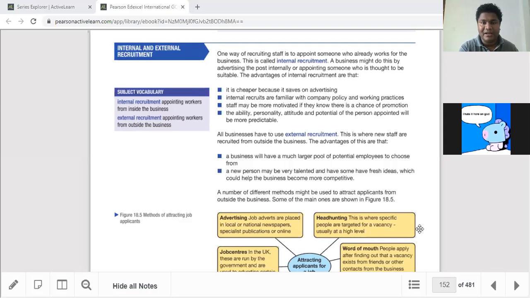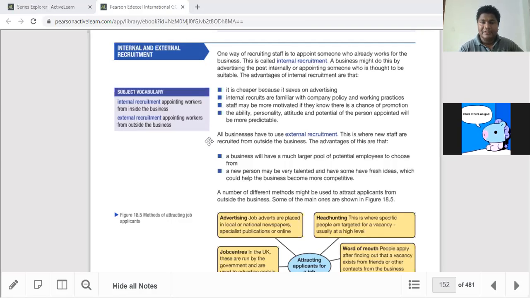So here we're talking about the advantages of internal recruitment. Four advantages are listed. It is cheaper, because internal recruitment saves on advertising. You don't need to advertise because it's internal. If you have 1,000 workers, you can put the advertisement on a notice board: we have a vacancy for a supervisor, a vacancy for a manager. Interested parties, please apply, send your CV, or give your name, and we can interview you. You can apply for those posts.